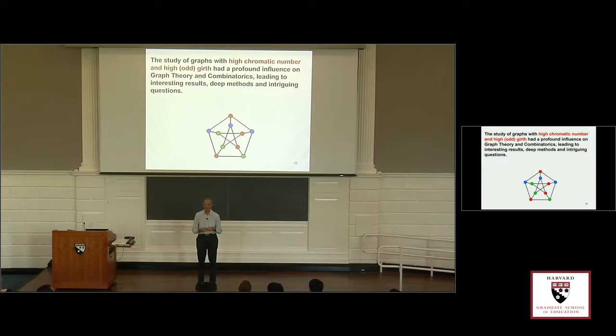And what I wrote here, and also in the abstract, is a study of graphs with a high chromatic number and no short cycles. So this is even more than triangle-free. So this had a profound influence on graph theory and combinatorics, not only in terms of results, but also in terms of methods. And I'll tell you a little bit about that.